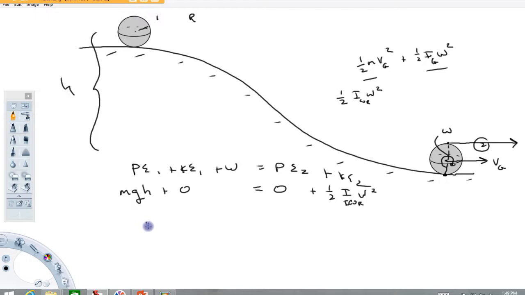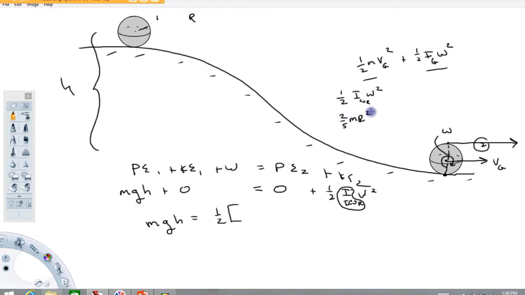I can clean it up quite a bit. Let's leave off the zeros. mgh equals 1/2. Now I'll start working on the I, the moment of inertia about the instantaneous center of rotation. So what I'm going to do is use the parallel axis theorem. I'm going to start with the moment of inertia of this object about its centroid, which is 2/5 mr squared.